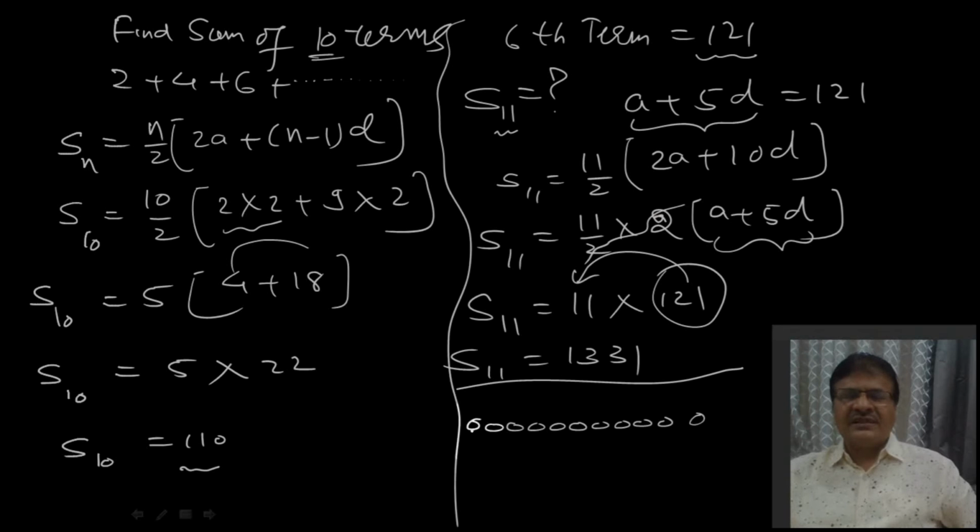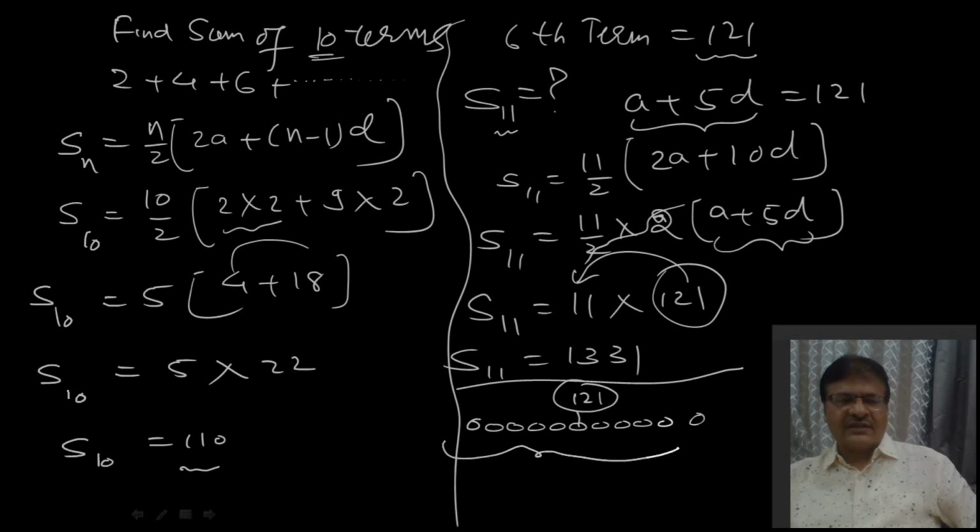Sixth term means just a middle term: 1, 2, 3, 4, 5, 6. This is given to you as 121, and the sum of all these terms is asked. Very simple funda you can apply. 121 multiplied by the total number of terms, 11. You will get directly this answer, 1331.